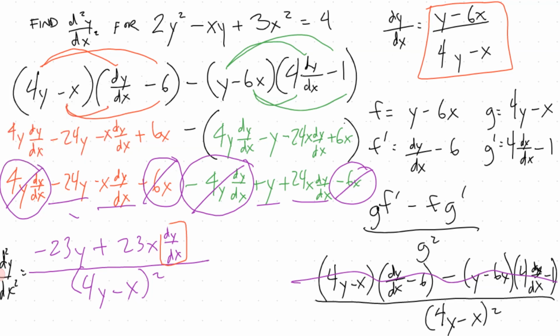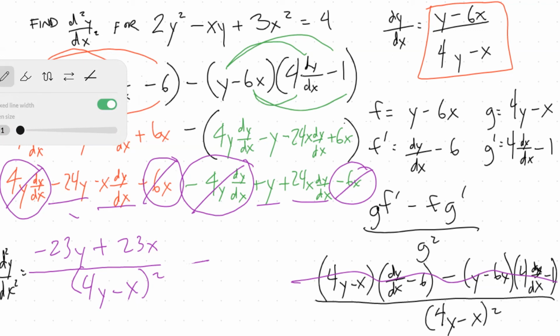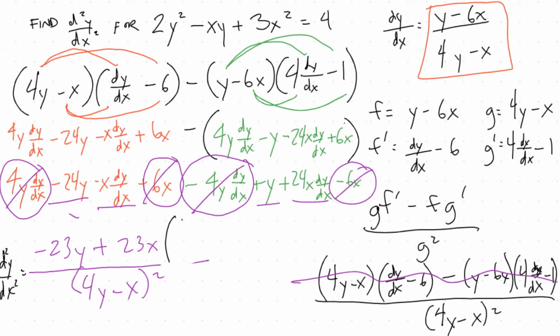We're going to replace that dy dx with what we know that it is equal to, which is this, y minus 6x over 4y minus x. And so now that is our result. That's our equation.